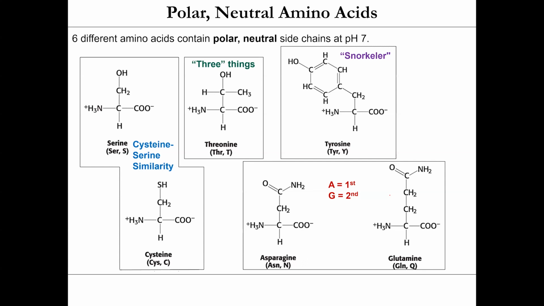And then there's asparagine and glutamine, which I sort of group together in my head. Asparagine comes first, so it has one methyl group before its amide group. And then glutamine comes second. The G comes second. So it has 2 methyl groups before its terminal amide group. So those are the polar neutral amino acids.